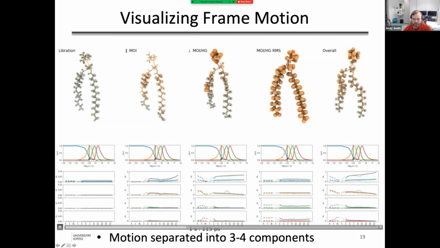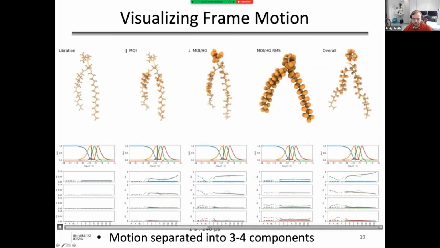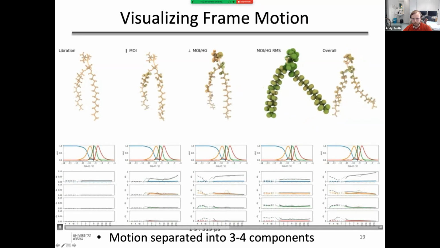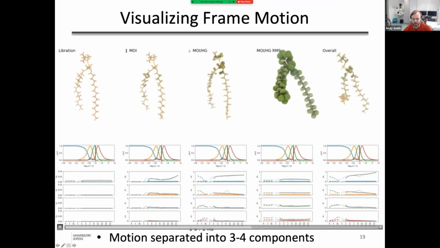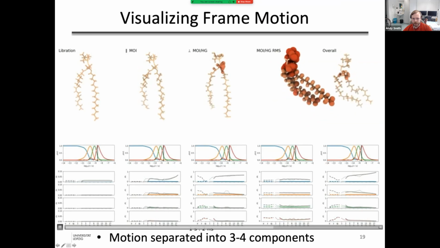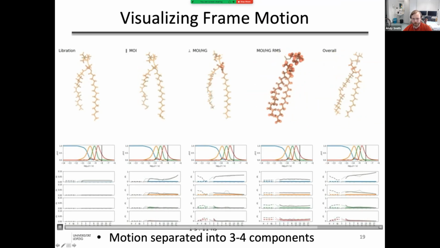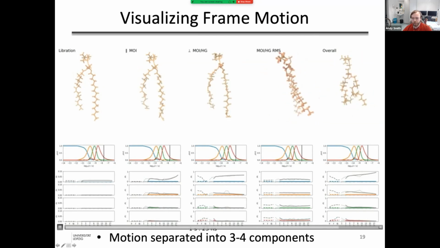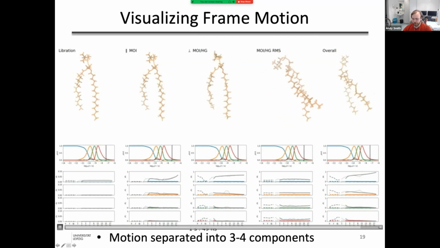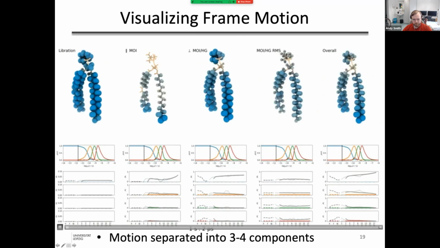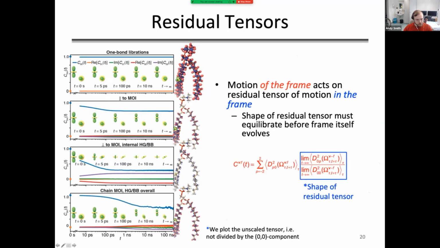And here the internal motion, so this is perpendicular and head group motion. So the internal motion of the head group, you see actually that the glycerols in the head group are some of the slowest moving things here as far as internal motion goes. And then you can see that's also reconstructed over here as the overall motion. So that's one of the things we can do.